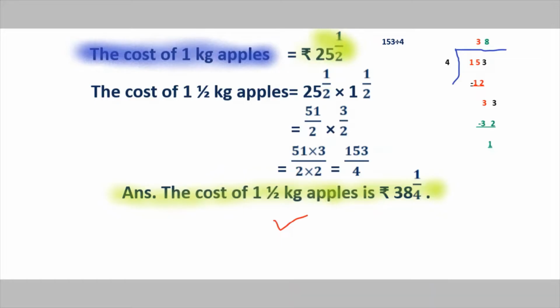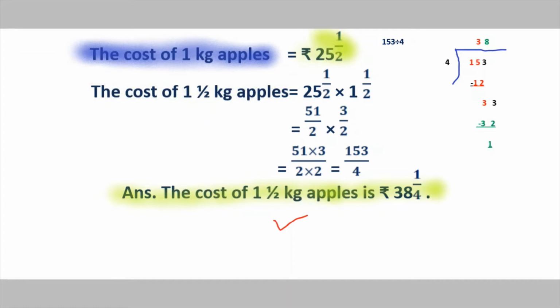The cost of 1 kg apples is rupees 25 and half. You have to find the cost of 1.5 kg apples. So you will multiply 25 and half with 1.5 kg apples. So here you have to multiply. Convert this mixed number into improper fractions. You are given two fractions to be multiplied. One is cost and another is weight. So 25 and half we will calculate first.